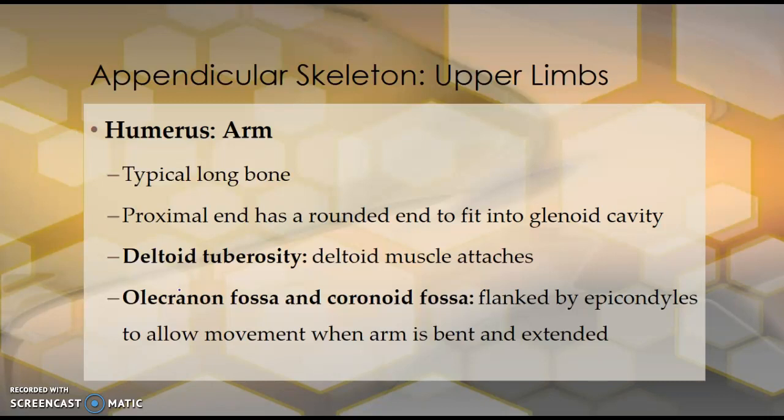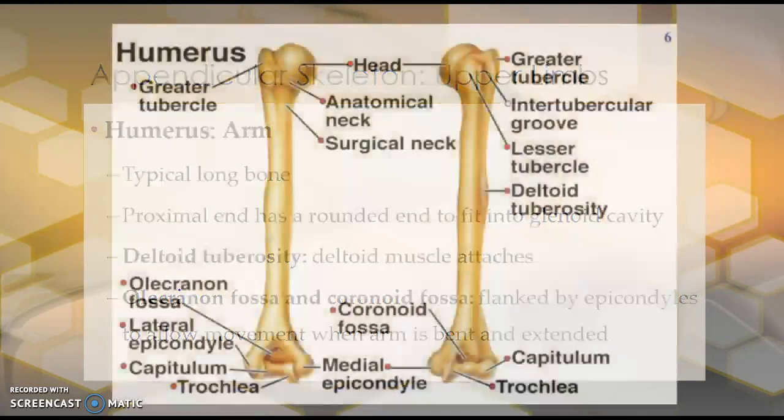And then you also have the olecranon and coronoid fossa. Fossas are grooves within a bone, and these are what are going to allow your elbow joint to come into play. So the humerus attaches to the ulna of your lower arm.